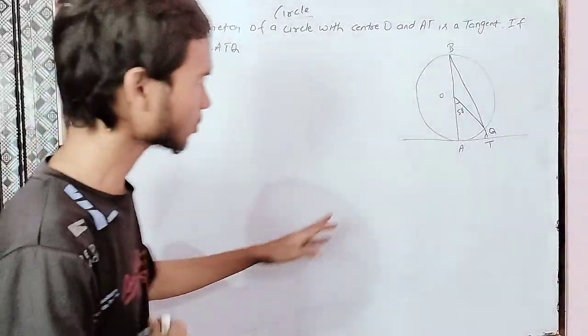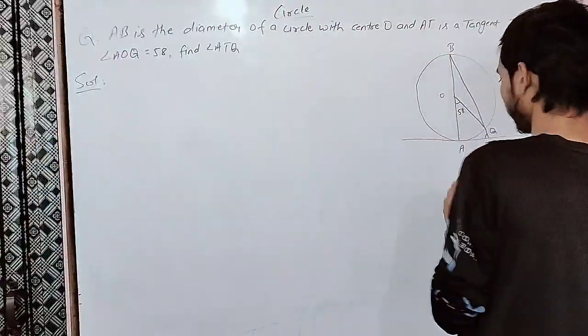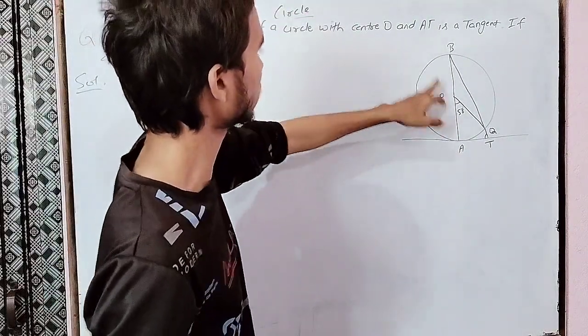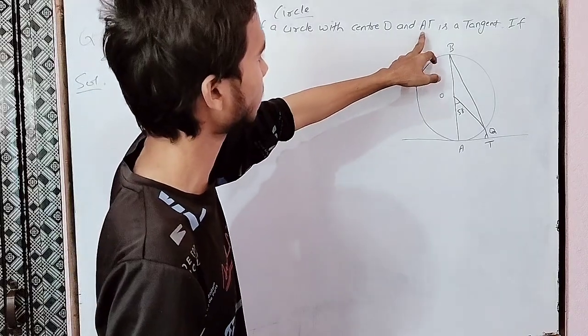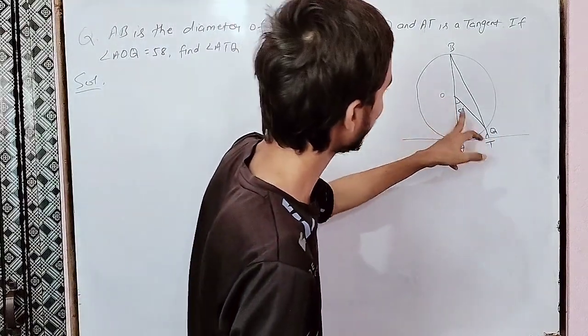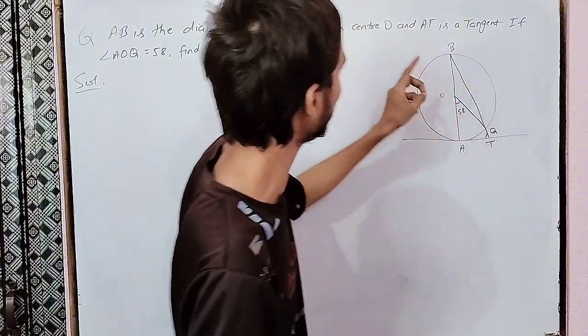So here, AT is a tangent. Now we have two triangles. No, only one triangle, ABT. Okay, ABT. And what is the question saying? AB is the diameter of the circle with center O. Okay, and AT is a tangent. So here we can say OQ is a radius.